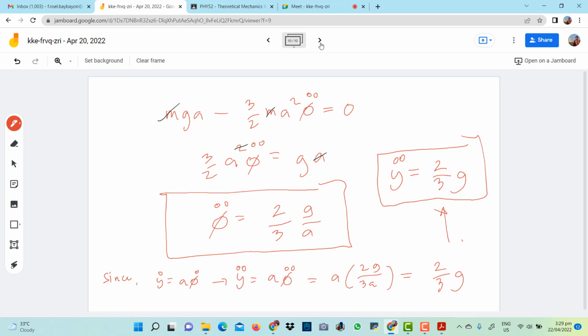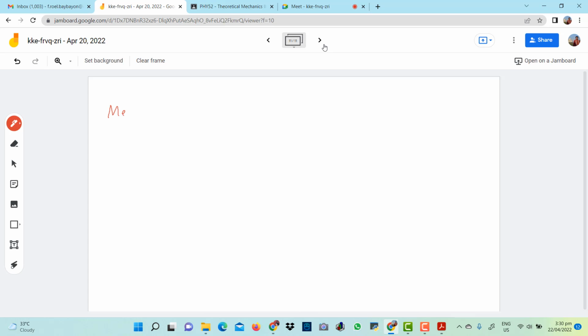So, ang imong buhaton is once makuha nimo ang isa ka equation of motion, then use the equation of constraint to solve for the equation of motion for the other coordinates. Okay? So, we now have the phi double dot and the y double dot. Now, let's solve this one using method 2, kaning using Lagrange multiplier. Tanaw na ta kung parehas ba sa answer. Take note y double dot is 2/3 g, while phi double dot is 2/3 g over a.